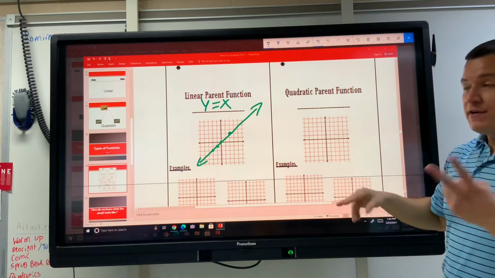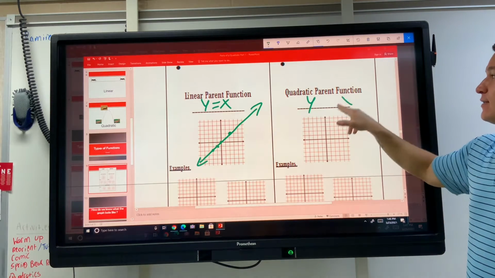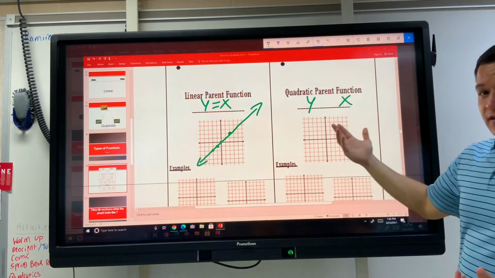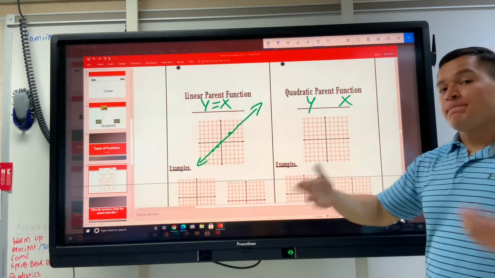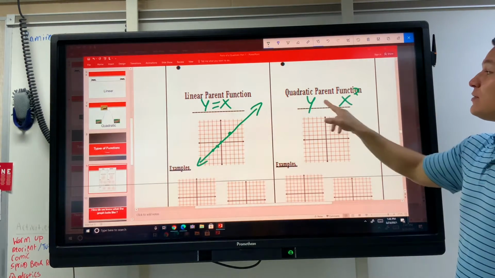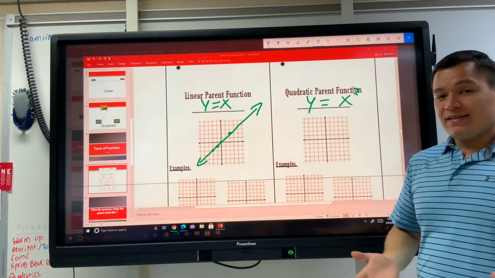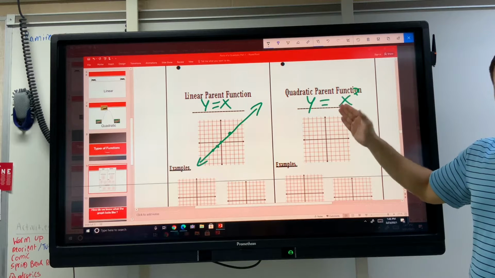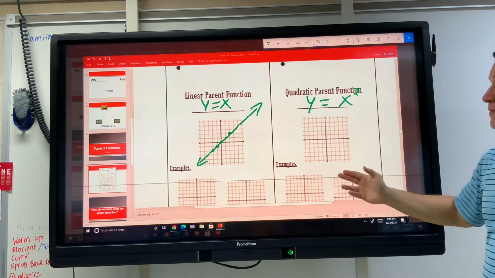Well, we're going to need two variables, so we need a y and we need an x. And what is the only requirement that differentiates a quadratic from a linear? It's the power of 2, the degree of 2. That's why I told you about that at the start of class. So y equals x squared is the parent function of a quadratic.